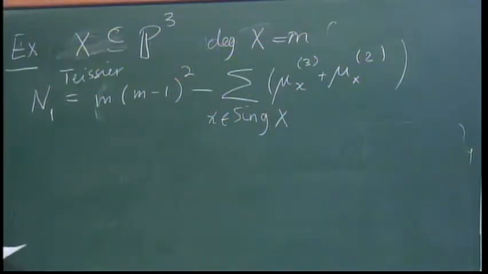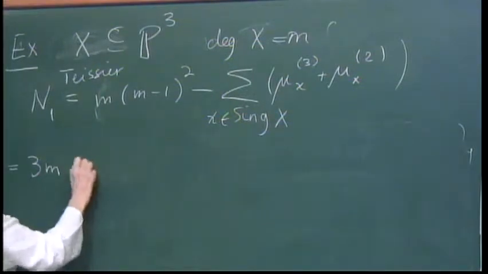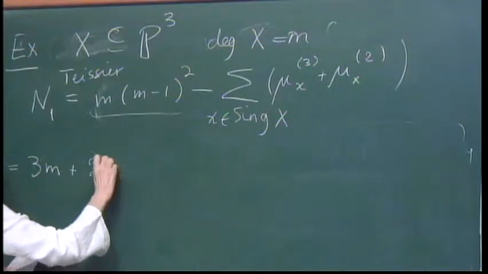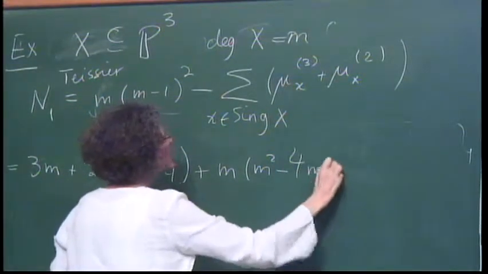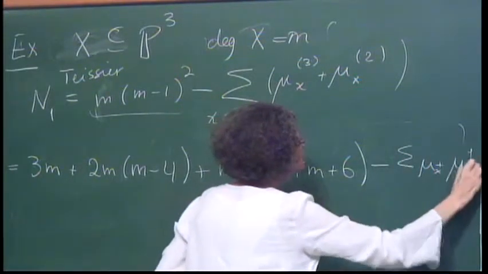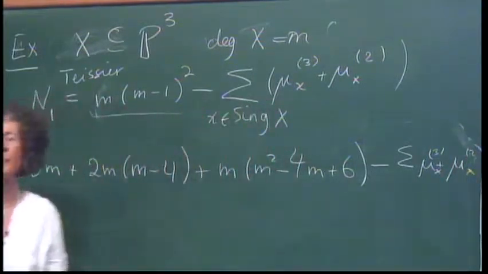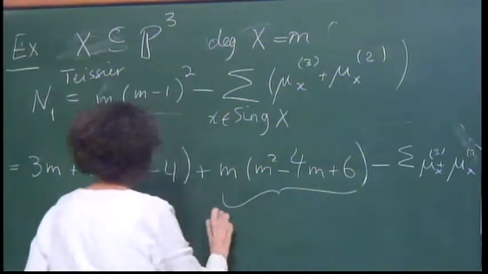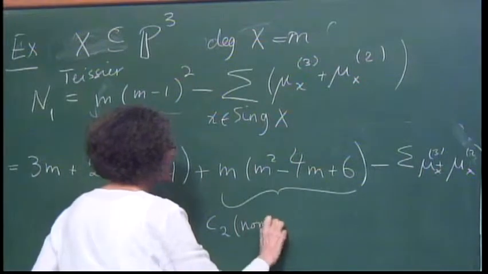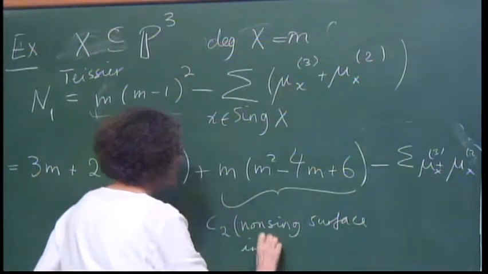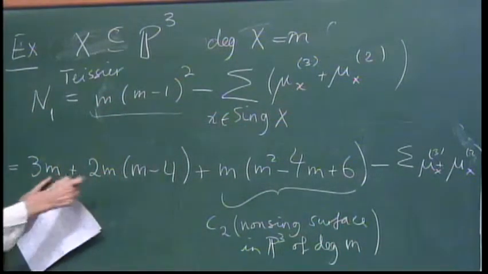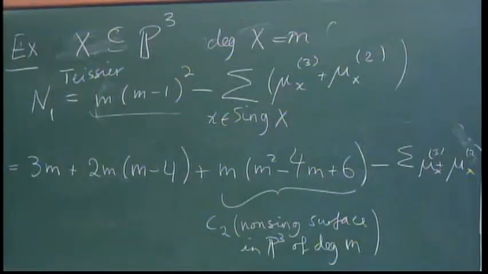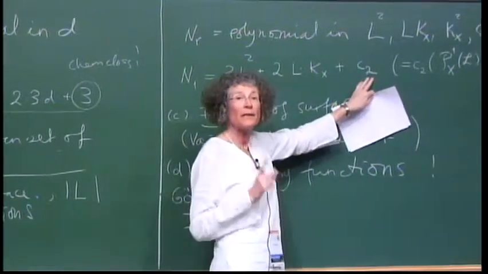So if you write this out, I'm going to do it for three, I'm sorry for doing too much explicit computation here. Minus 4m plus 6, and then minus this sum. If you look at what is here, this term is c2 of a non-singular surface in P3 of degree m. So the first two terms are like this, and then you have this, which only depends on the surface, not on the linear system.